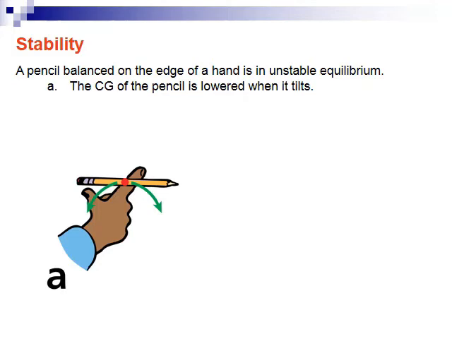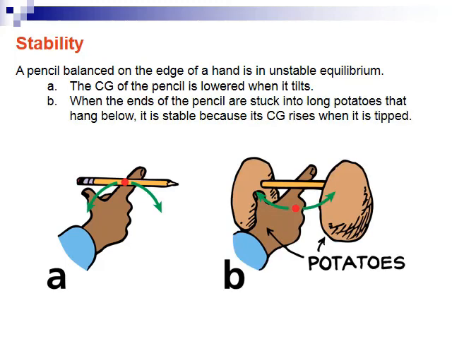A pencil balanced on a hand like this is in unstable equilibrium, because any motion of the pencil is going to lower its center of mass. However, if you add some potatoes to the ends, the overall center of mass of the system is going to be located right here. When you try to tilt the pencil with the potatoes on, you actually need to raise the center of mass. This means this one is in stable equilibrium.